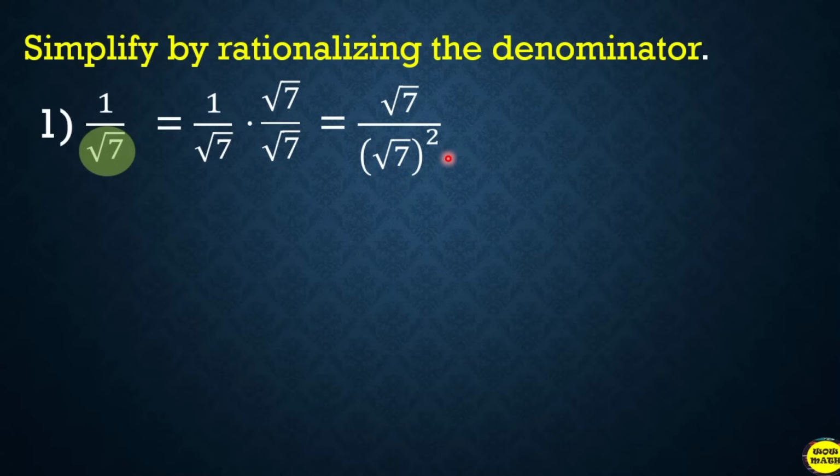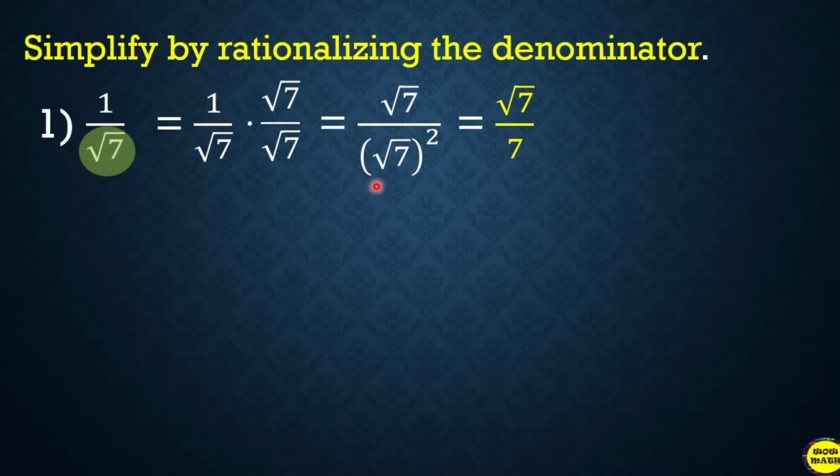Okay? Wala tayong radical sign dito. So, therefore, the answer is square root of 7 over 7. So, wala na tayong radical. So, simplest form na yan. Yan yung final answer. Kasi di ba square root of 7 times square root of 7, that is square root of 7 squared, pwede na matatanggal natin to. Or pwede rin naman kasi 7 times 7, that is 7 squared. Kung nalito kayo sa ganyan.